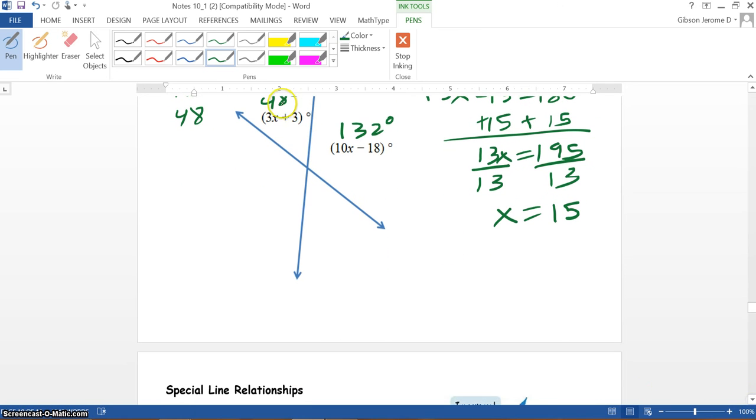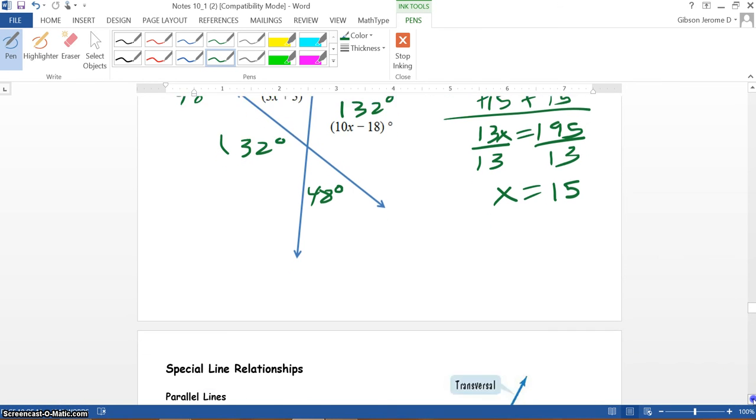But you know, as practice, vertical angles are congruent, so we know this will be 48 degrees. And this side here will be 132 degrees, just for a little practice.